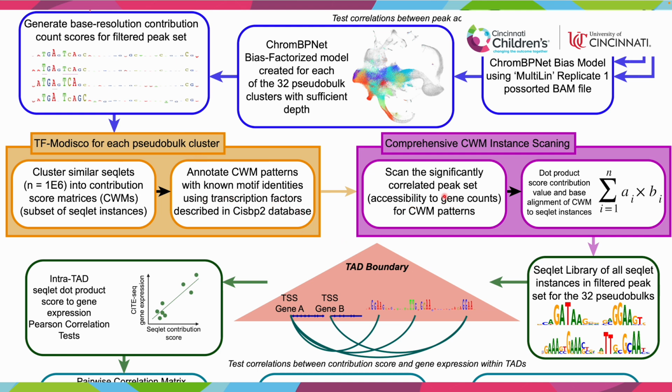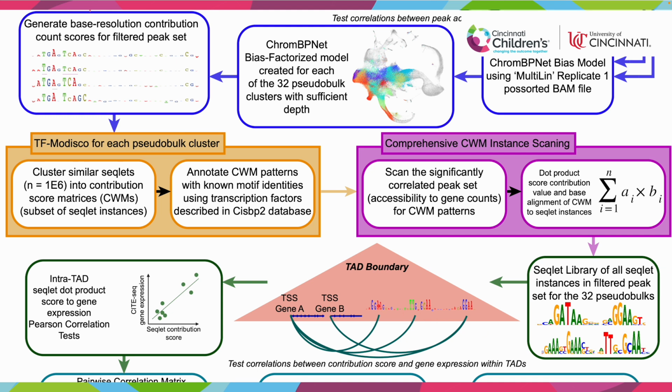Then to get the Seqlet positions across all the peaks, we do CWM scanning and then scoring by taking the dot product of the contribution score value with the motif identity across the Seqlet. And that lets us build a library of all the Seqlet instances for each of the 32 pseudobulk clusters.